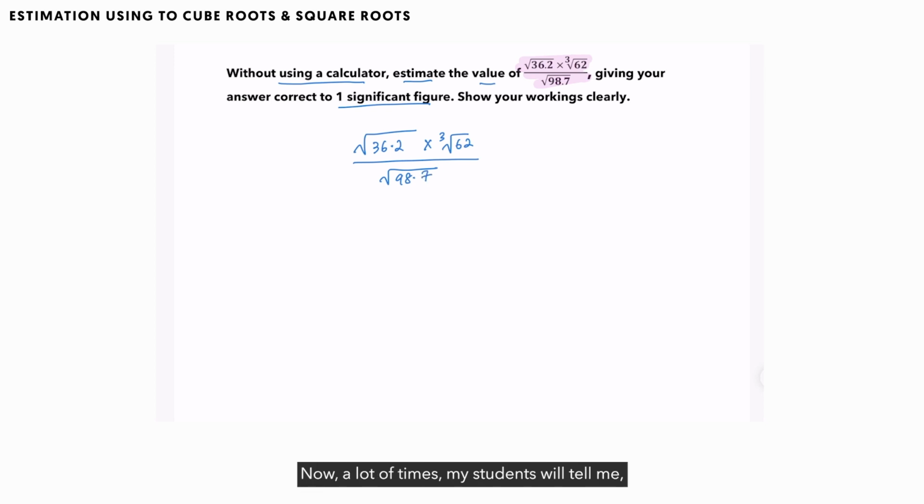Now, a lot of times my students will tell me, but teacher, how on earth are we going to find the square root of 36.2 without a calculator? He's right. There's no way that I can find it. But if you are not looking for the actual value of the square root of 36.2, I can always use estimation. Estimation in this case for square root and cube root means that I need to find a nice number. That means my 36.2, I need to transform it into a nice number such that when I take the square root of 36.2, it's going to give me a whole number.